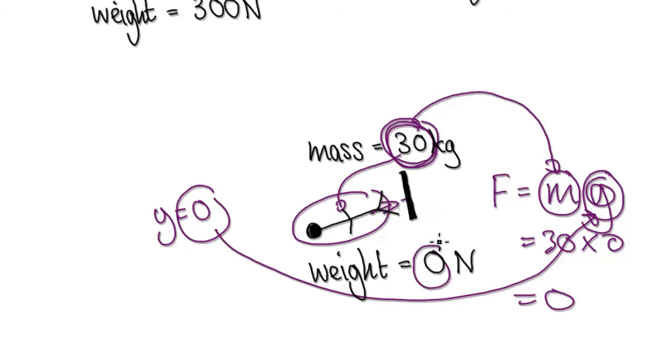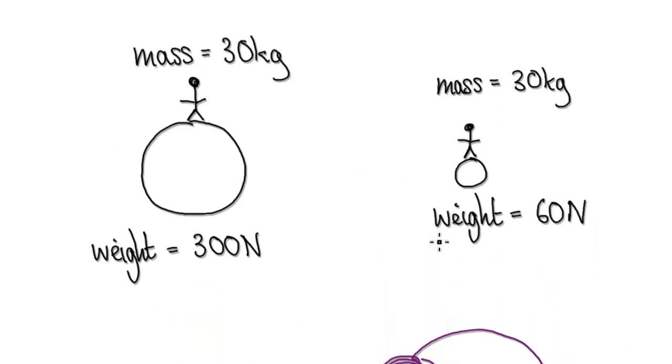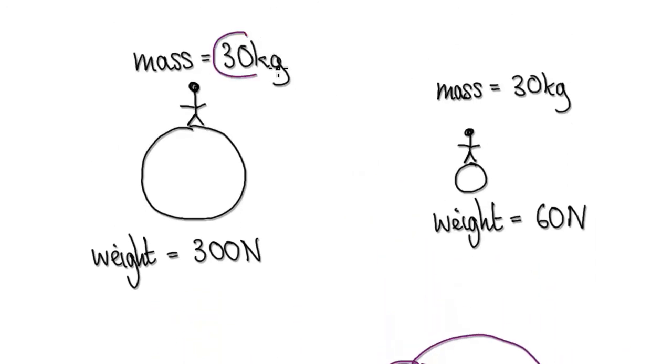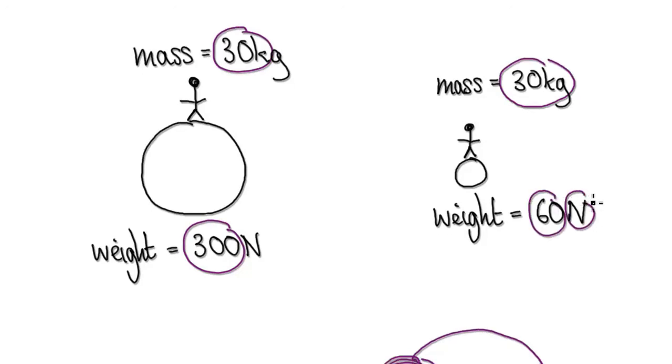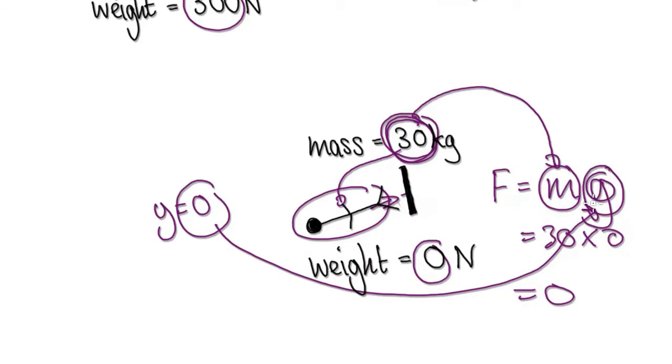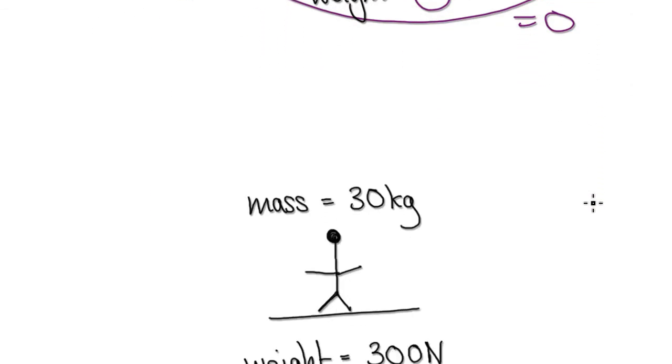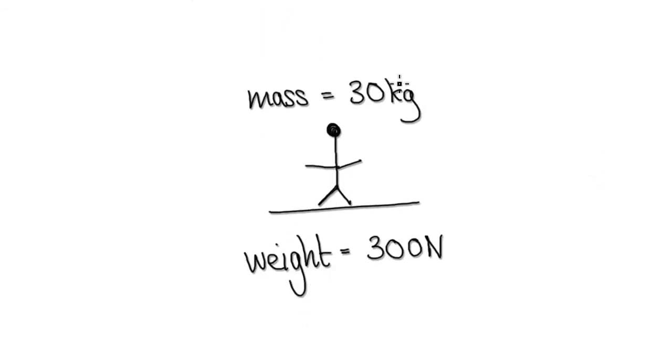So going back to here, on Earth, your mass will be 30 kilograms. Your weight will be 300 newtons. On the moon, your mass will be 30 kilograms. Your weight will be 60 newtons. So your mass is 30 kilograms and your weight is 300 newtons.